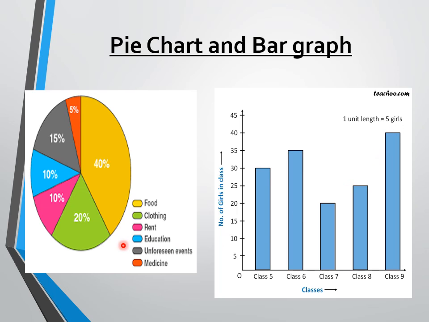We also have a kind of diagram which shows the percentage composition in the form of slices of a circle, where the whole represents 100 percent. For example, we can see this with color coding. Clothing means 20 percent, rent means 10 percent, and food 40 percent. So these are all the various representations to give information.